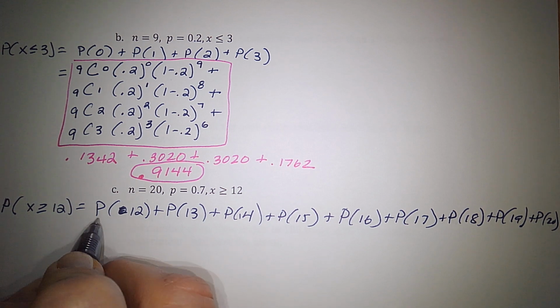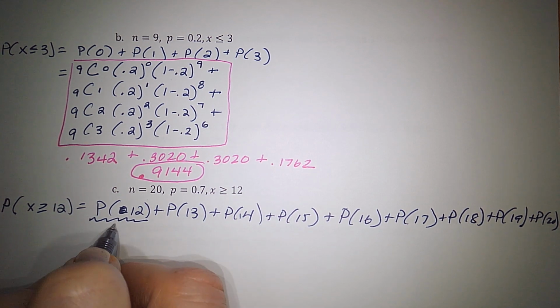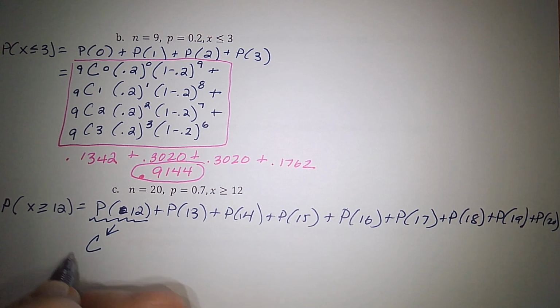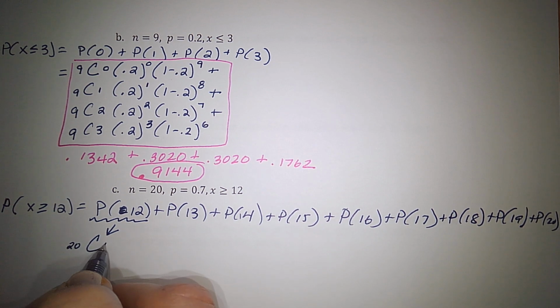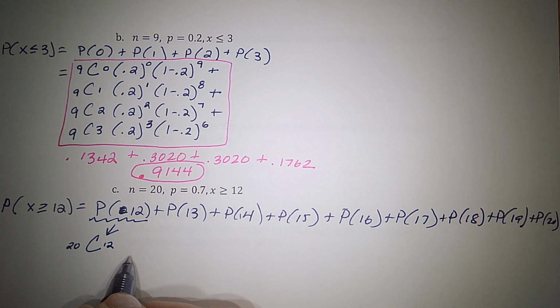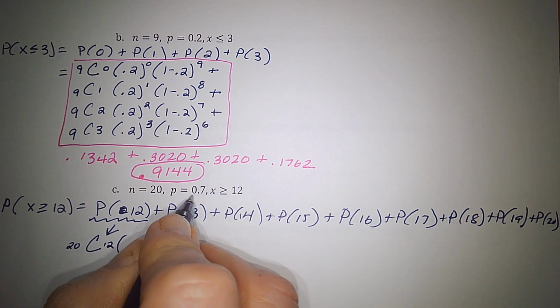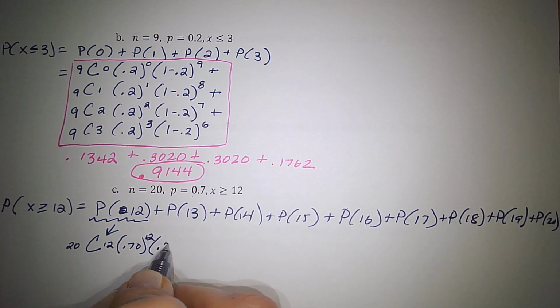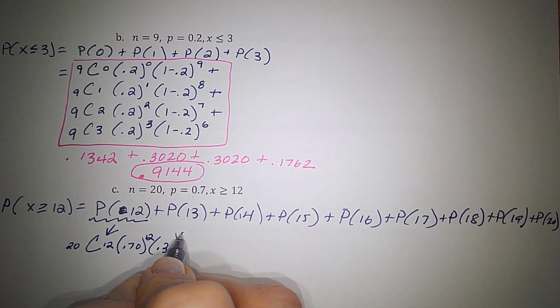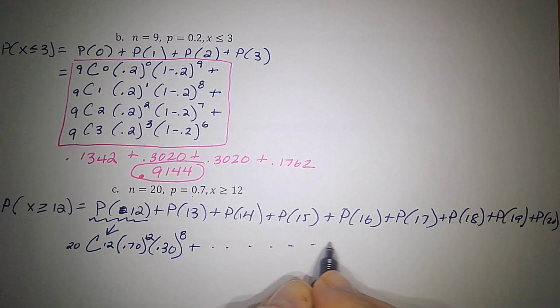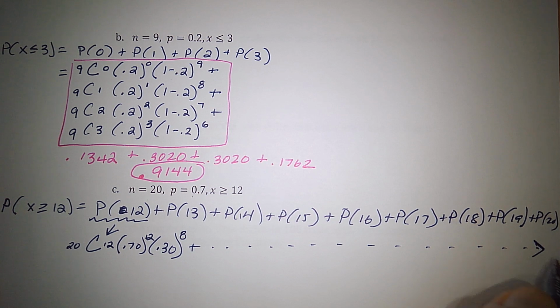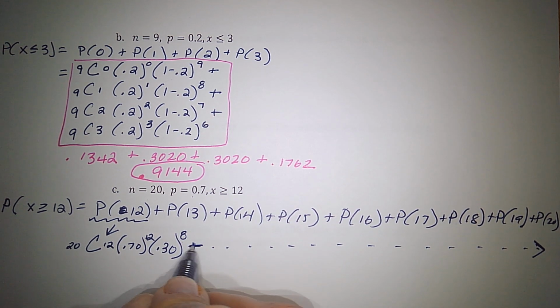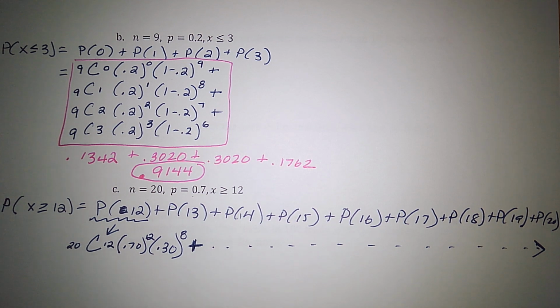If I wanted to set just this first one up for you, I would find a combination of 20 total items. I want 12 only successes. The probability of success is 70%. I want 12 successes. The probability of failure, and I want 8 failures. And then you'll have to do that all the way until you get all the way out to 20. And then you'll have to add all of those individual probabilities together. So this would be a good time to pause the video and then come back and see if you got the right answer.